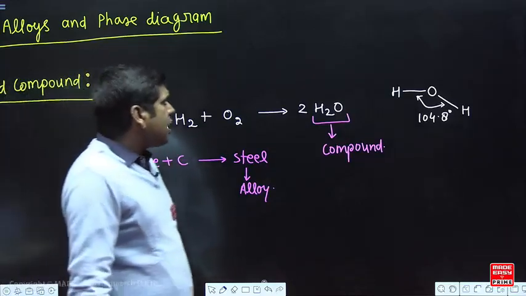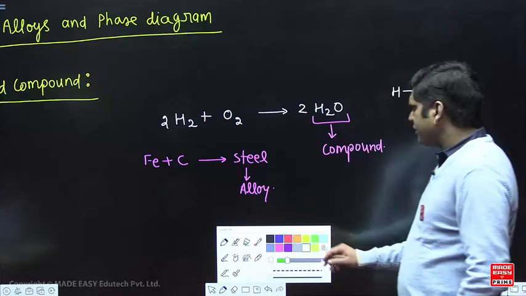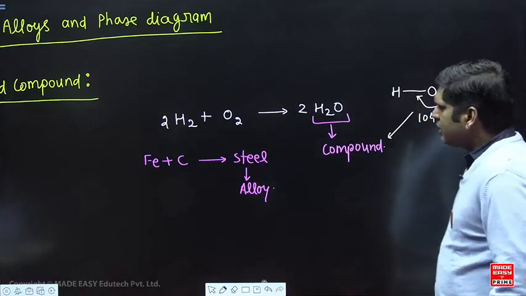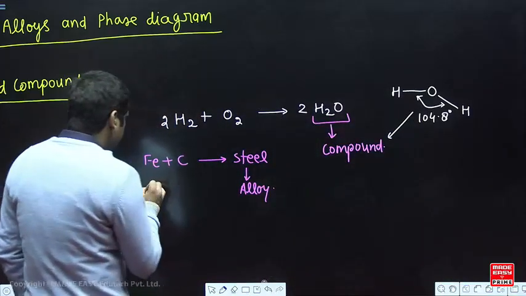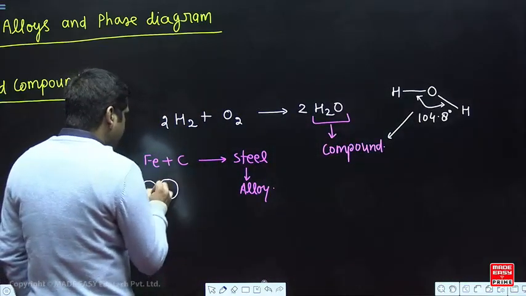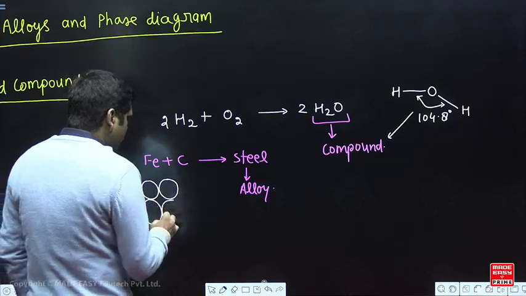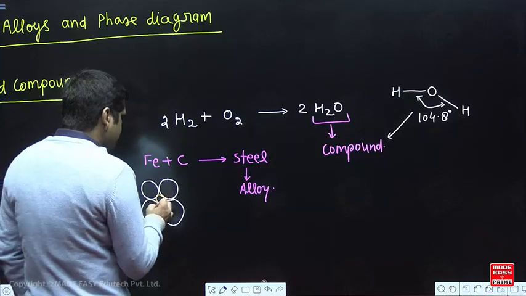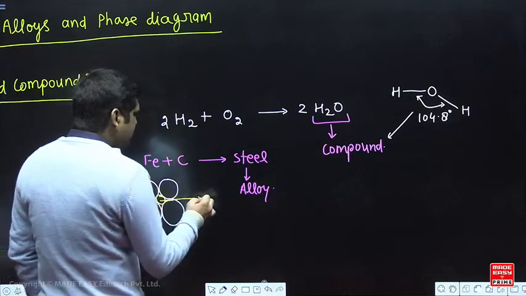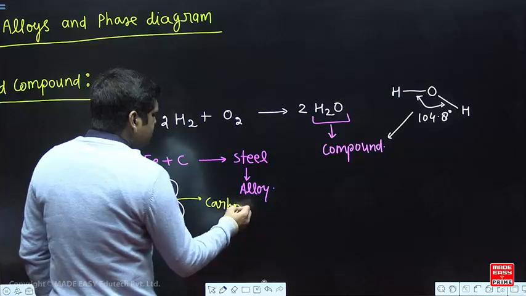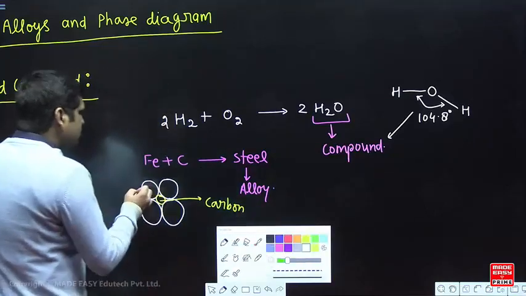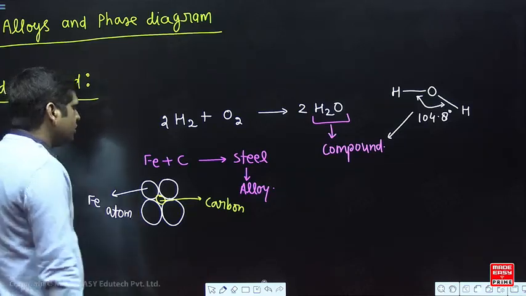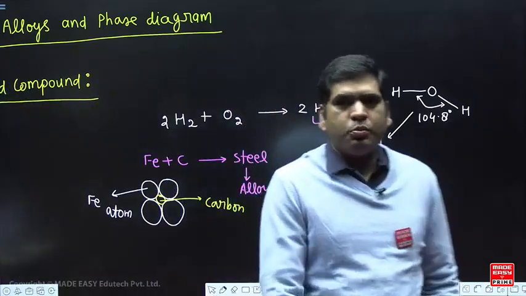Let us see. Here hydrogen and oxygen are bonding with each other, then a compound is formed. But if you look at this, these are the carbon and iron atoms, and between 4 iron atoms there is a small interstitial position. The carbon atom is occupying that interstitial position. So there is no bond formation when these two elements are mixed.